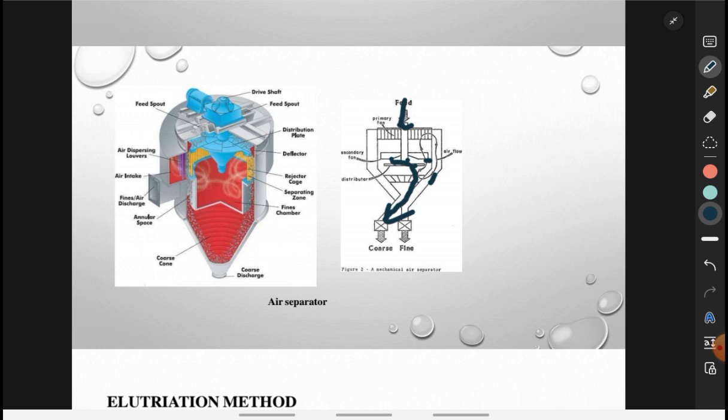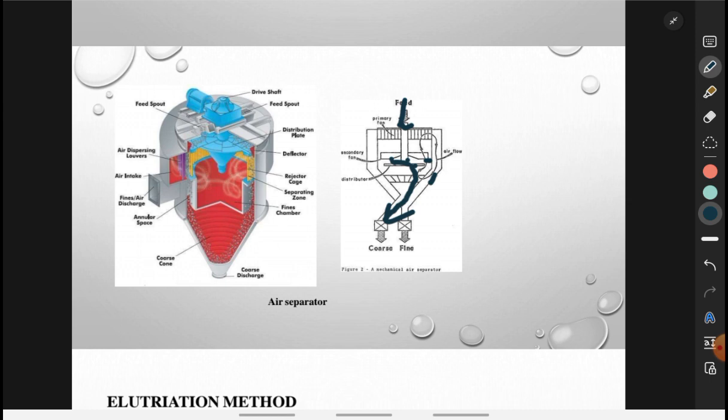And if we talk about the disadvantages, its efficiency may decrease if the particles are too fine. It is also not suitable for wet or sticky material. For materials which are wet or sticky, it is not applicable.